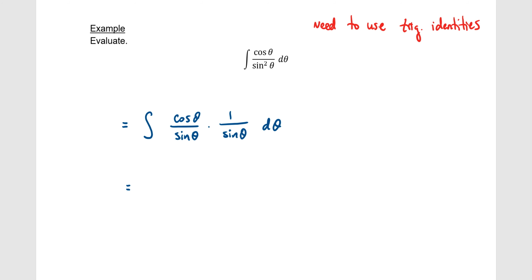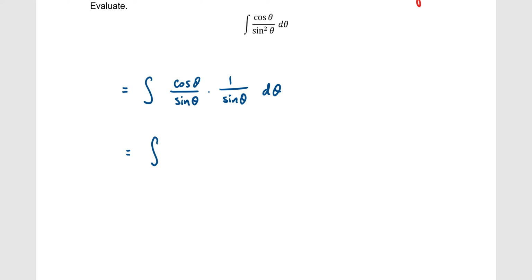And the reason for this is because now we can rewrite cosine over sine. This is the same as cotangent. Cosine over sine is cotangent. That's a quotient identity, just like tangent is sine over cosine. And then we can also rewrite 1 over sine as cosecant. That's a reciprocal identity. Cosecant theta is equal to 1 over sine theta.